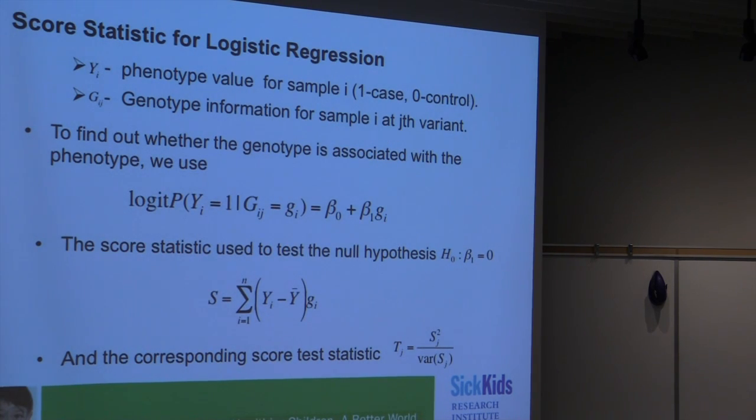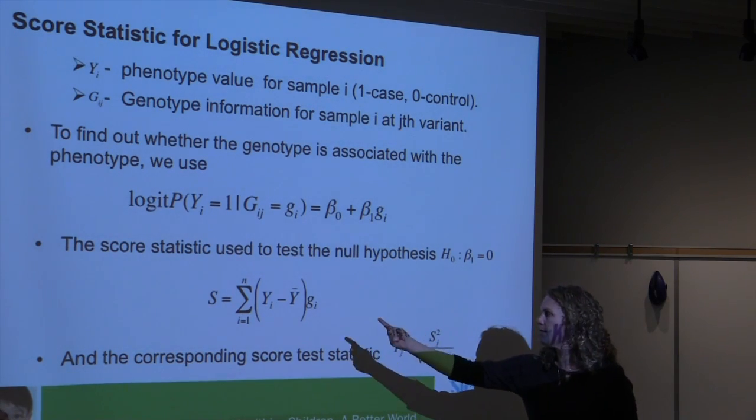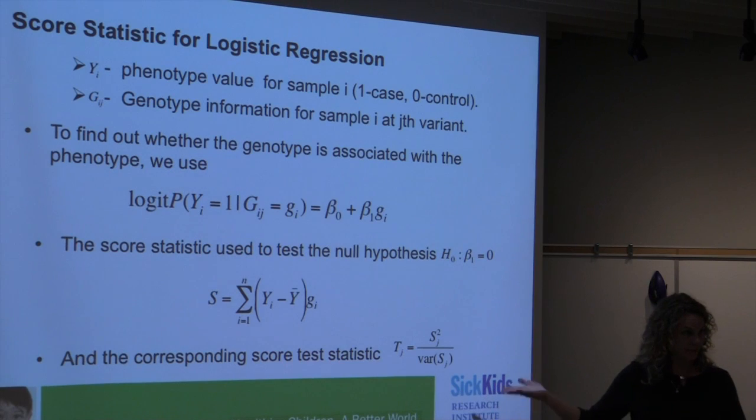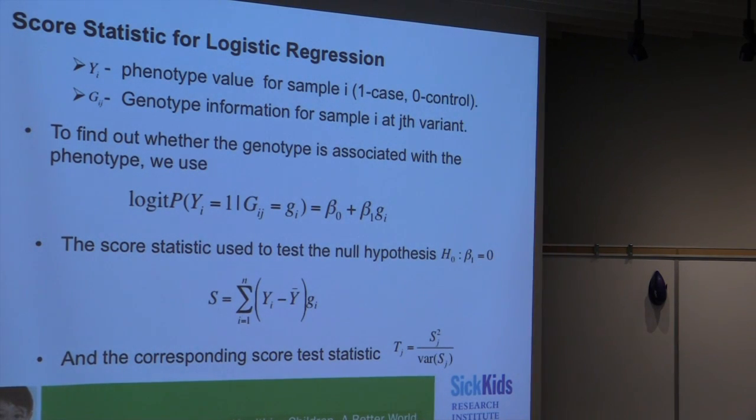And it has this very nice form: the sum over n, which is all of the individuals, of (y_i minus y bar) times g_i. This score test statistic is commonly used in genome-wide association studies, and has a very similar form whether you're doing logistic regression or linear regression. So it's a very convenient test statistic to use, and that's why it's often used. The corresponding score test statistic just takes this score statistic, squares it, and divides it by its variance. And I'm sure lots of people have seen Manhattan plots where you just plot the p-values from these score statistics across the genome.